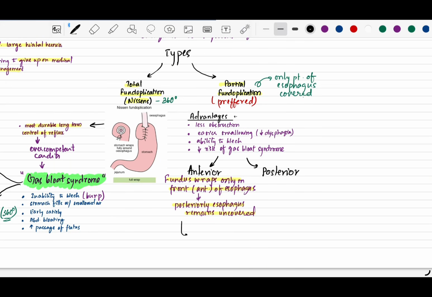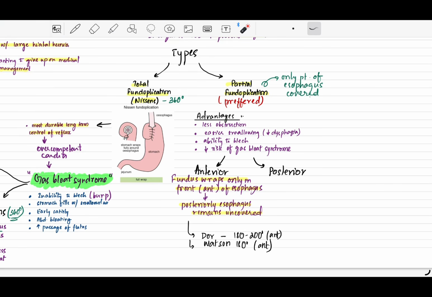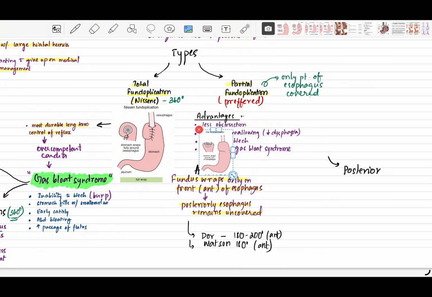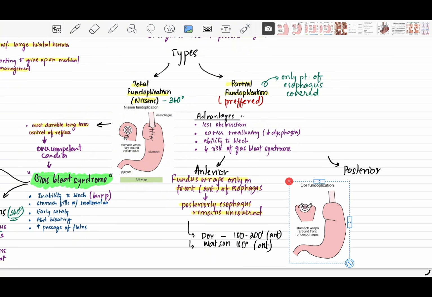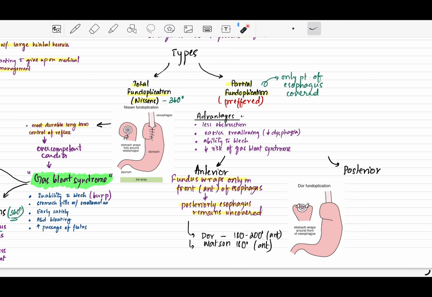Now anterior fundoplication is of two further major types. We have Dor and then we have Watson. In Dor, the angle of wrapping is 180 to 200 degrees anterior, and in Watson it is 180 degrees anterior. Let's understand anterior fundoplication through a picture. I have here a picture of Dor, which shows that anteriorly the esophagus is covered, as we can see here, and posteriorly it remains empty.